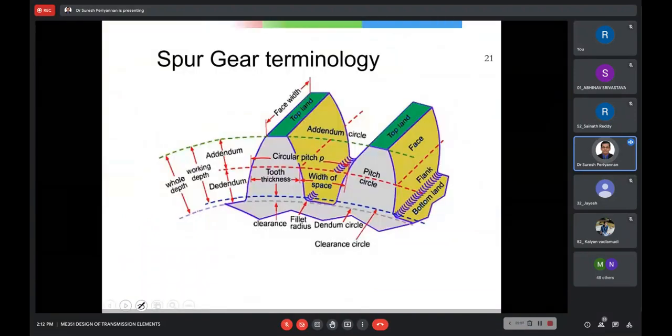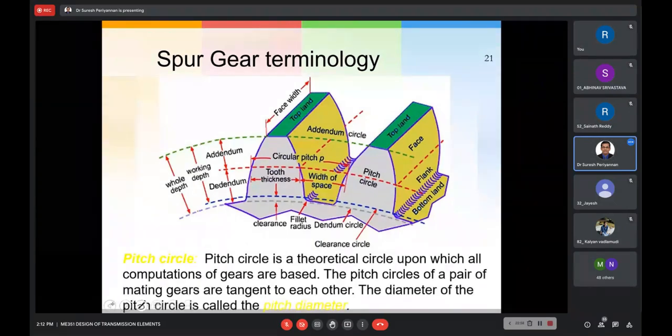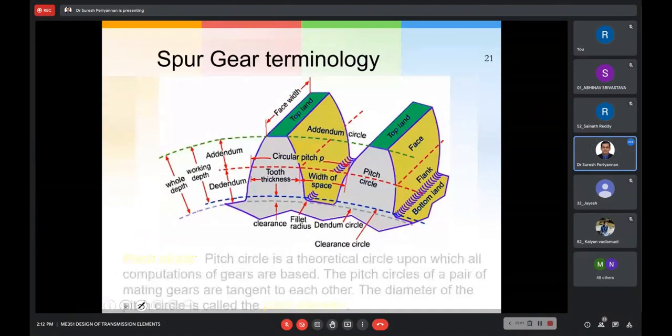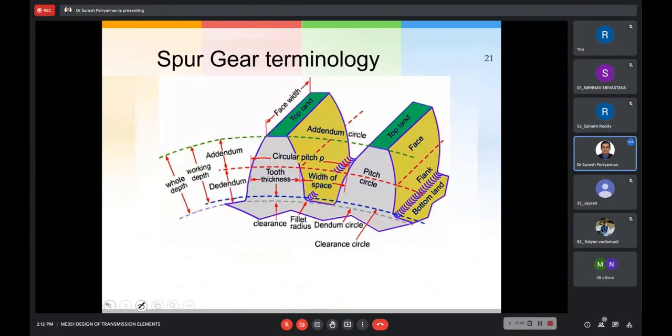So anyway, now we come to the terminology, the selection of gears. Briefly, we discussed how to select the gears. One is the layout of the shaft. Okay, layout of the shaft.